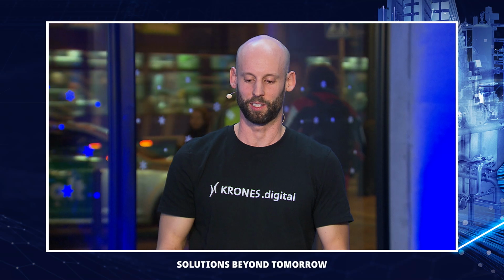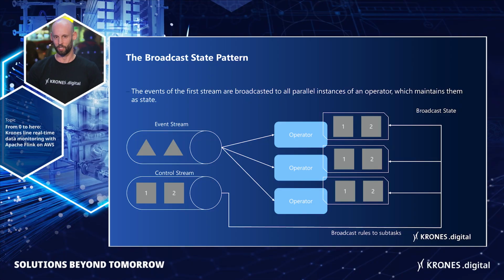So basically now we have deployed everything, but there are no rules in there. So how did you get things in there? There's a pattern, and Florian will describe that for us. Yeah, or I can do it. So the broadcast state pattern. The necessary part is that when you deploy a Flink job, it is pretty much static.